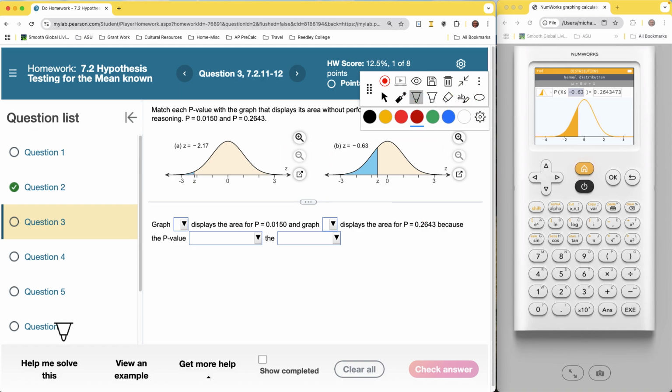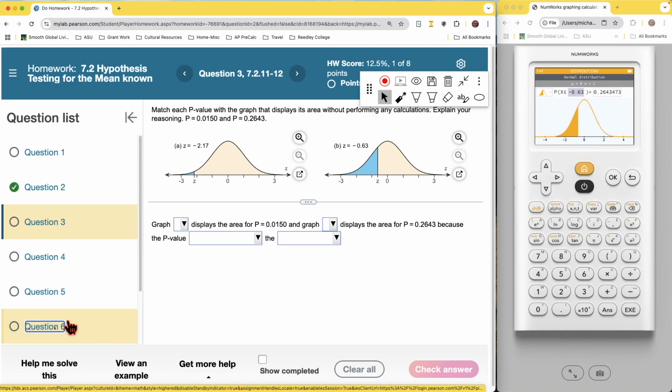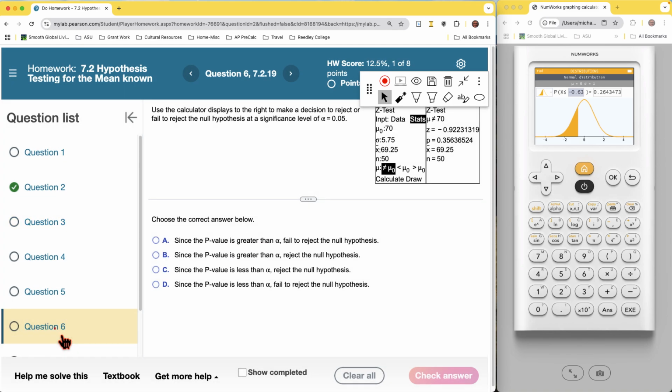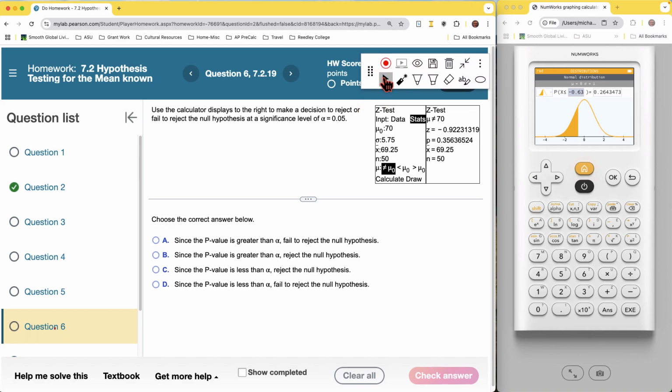So let's look at a question. I think down here, maybe 6, we get into one where we're actually going to do a hypothesis test. They're giving us a different calculator, but use the calculator display to make a decision to reject or fail to reject the null hypothesis at a significance level of alpha equals 5. Key part you're looking at here is this calculator.